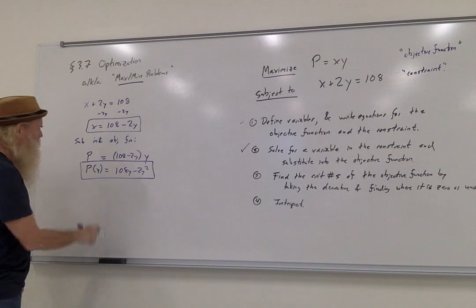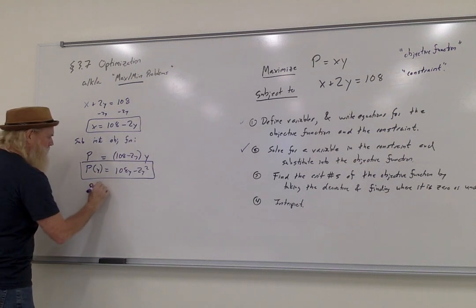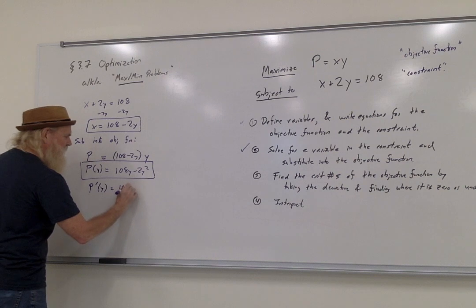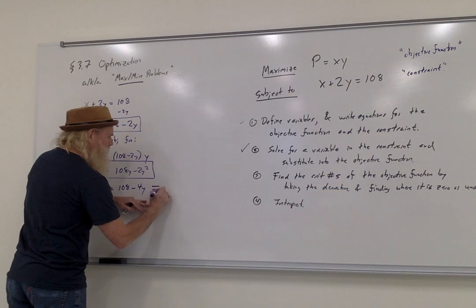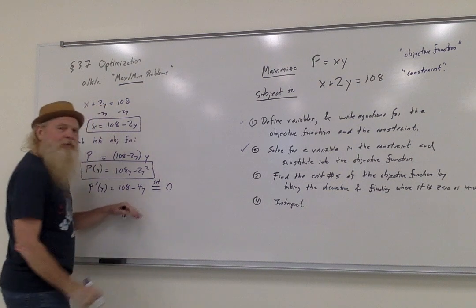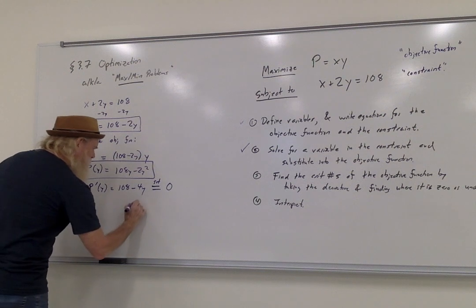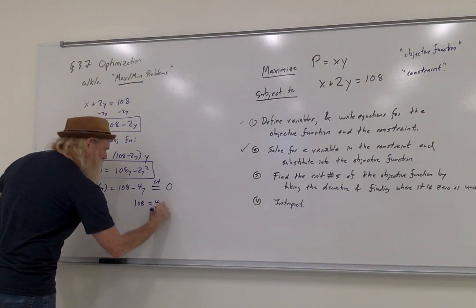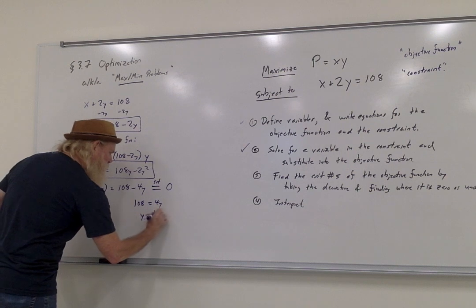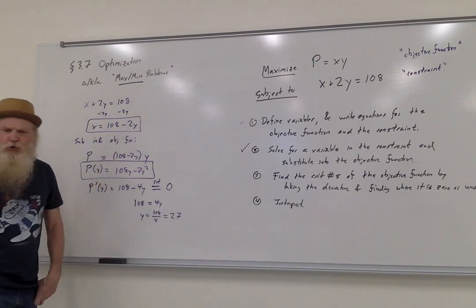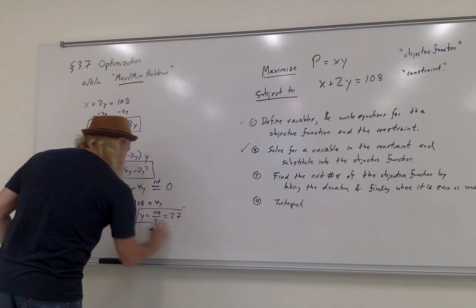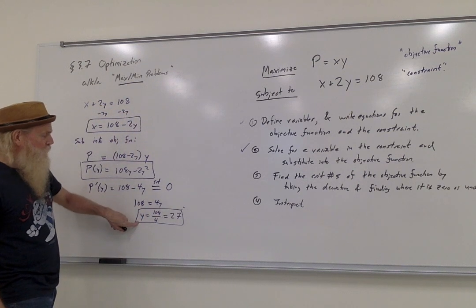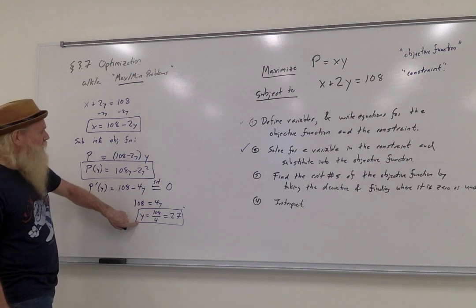Now for step 3, we're going to take the derivative. P prime of y is 108 minus 4y. This is never undefined. So let's set it equal to 0 to find its critical numbers. That's going to be when 108 equals 4y. So y is 108 divided by 4, which is 27. So it appears that when y equals 27, we're going to have our maximum.